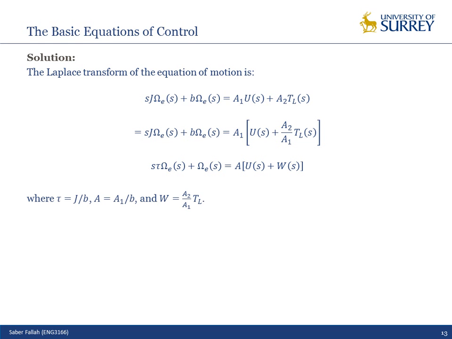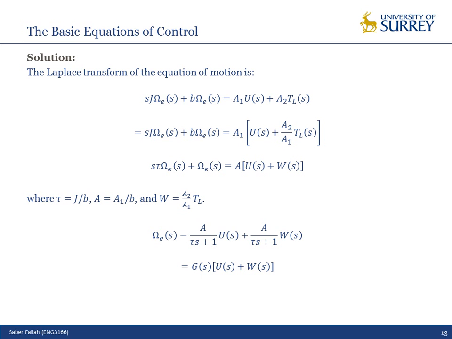So, defining these variables, the final relation will be omega E(s) equals A over (tau s plus 1) U(s) plus A over (tau s plus 1) W(s). Okay? A first order system. Any question? No? Good.